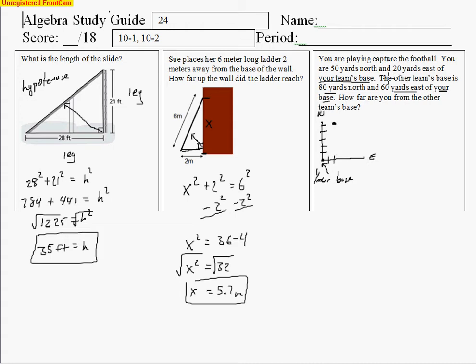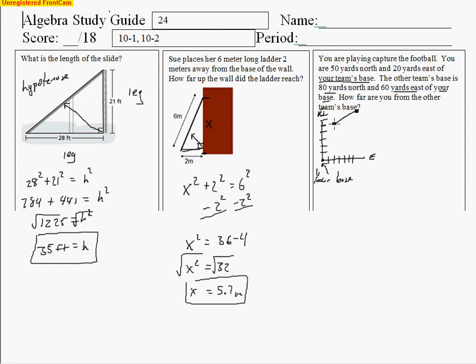And then the other team is 80 yards north, so I need to go up 3 more spaces, and 60 yards east. So I'm going to go 60 yards east first. So it's 1, 2, 3, 4, 5, 6. And then 80 yards north. So 1, 2, 3. So I'm going to go ahead and put a dot right there. And so that's the distance I want to find, because they say how far are you from the other team's base. Okay, this is you. This is the other team's base right here. And again, we got those 2 points because they were comparing to your base.